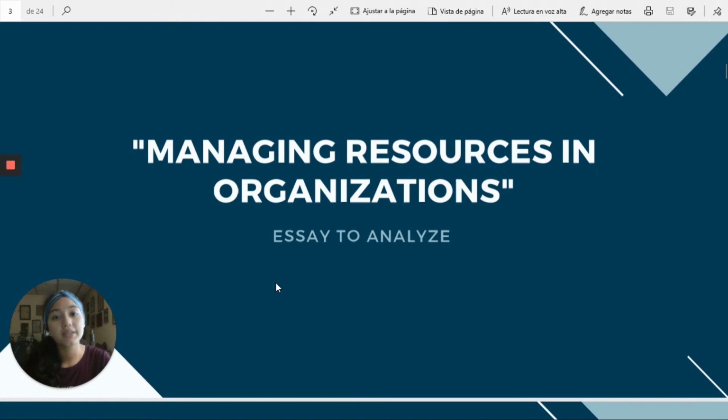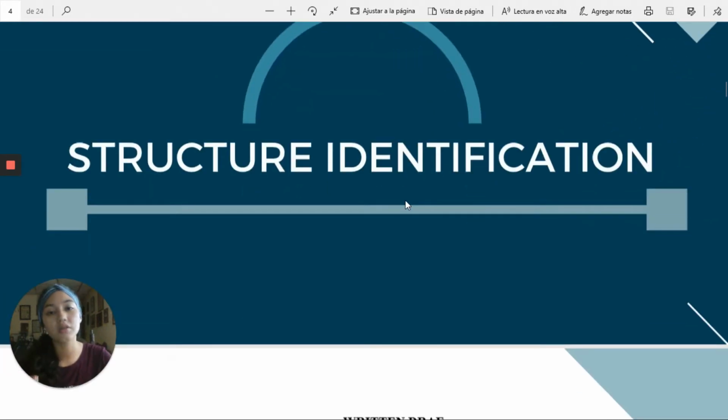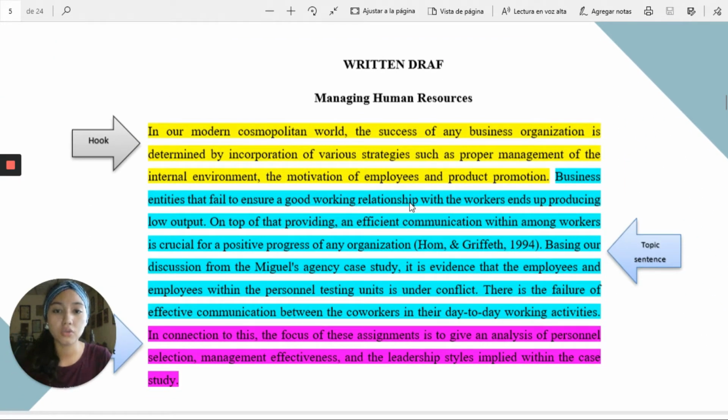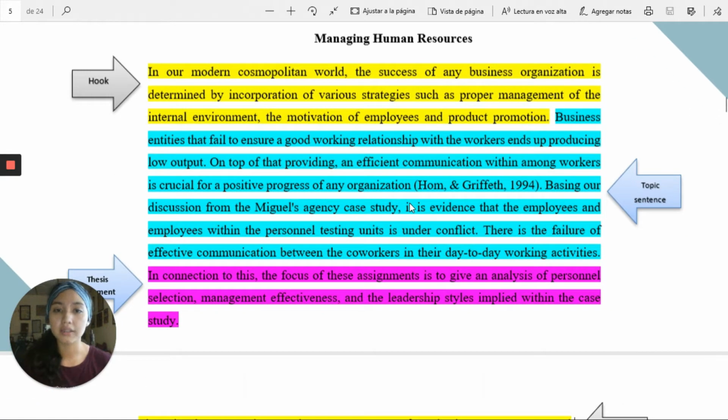So let's start. The topic of our essay is managing resources in organizations. So we're going to study the structure identification of the essay. We try to do the writing draft, and we separate all the ideas of the essay in colors. As we know, all the ideas are separated by point, so we use colors to make them easier to identify.